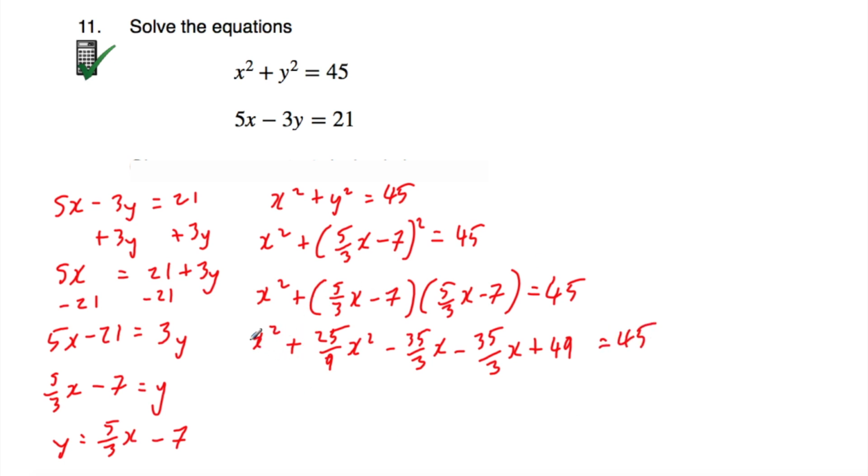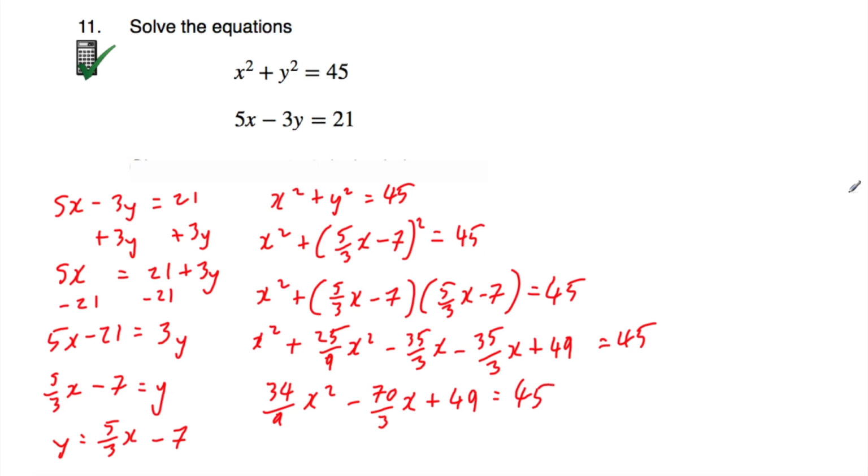So we've got x squared, which is 1x squared, and we're going to add 25 over 9 x squared. I'm just going to do on my calculator 1 plus 25 over 9, and that equals 34 over 9 x squared. Now we've got minus 35 over 3 x, subtract 35 over 3 x. So I'm going to do minus 35 over 3, subtract 35 over 3, and that is equal to minus 70 over 3 x. And then we've got our plus 49 on the end, and that is equal to 45.